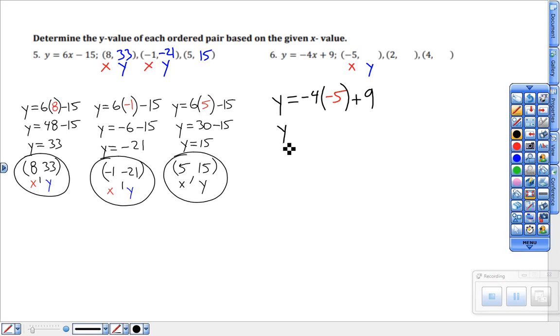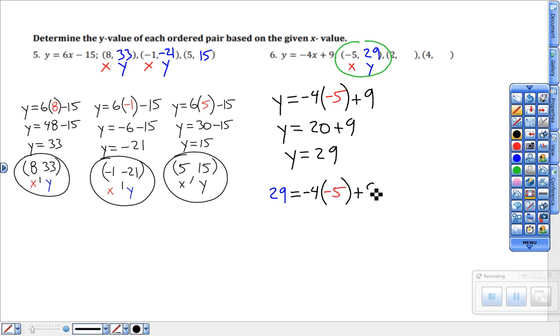That gives me y equals 20 plus 9, which is 29. So that coordinate, when x equals -5, y is 29. If I was to plug in this whole coordinate into this equation, it would give me a true statement. If I plugged in 29 for y, and I left that -4 alone, and I plug in that -5 for x, this is going to give me a true statement. That coordinate, that ordered pair, is a solution to that equation.